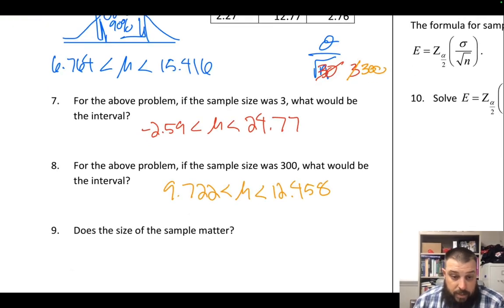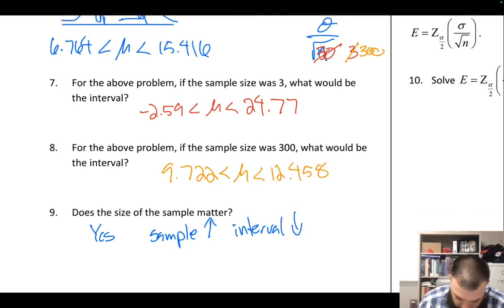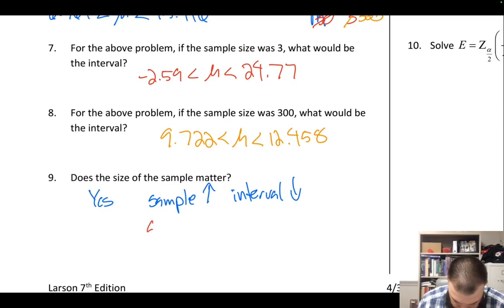So number 9, does sample size matter? Yes, it does. As sample size increases, our interval decreases, or vice versa.